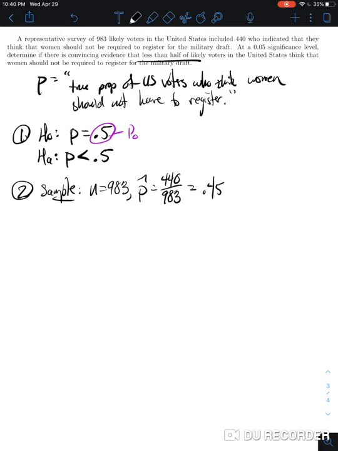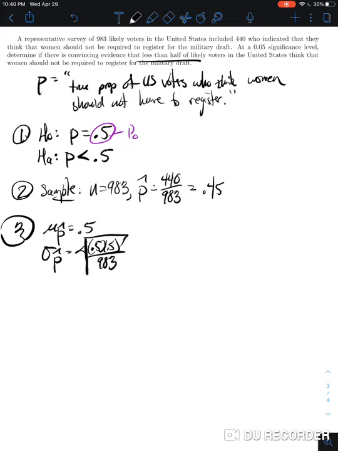So in our sample, we actually got 45%, correct? But is that significant, right? Is that significantly below 0.5 to actually conclude that there's a minority of people who feel this way? So part 3 says, okay, find the mean. Well, that's always just p0. And sigma is the square root of 0.5 times 0.5 over the sample size, which is 983. So put that in the calculator, and we get the square root of 0.5 times 0.5 divided by 983, which is 0.016 again.